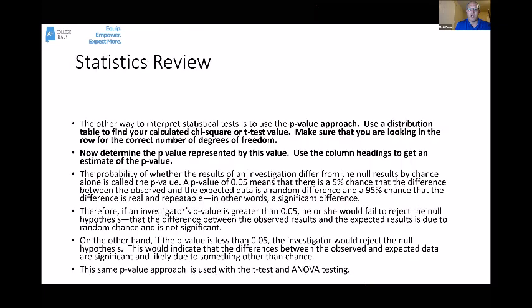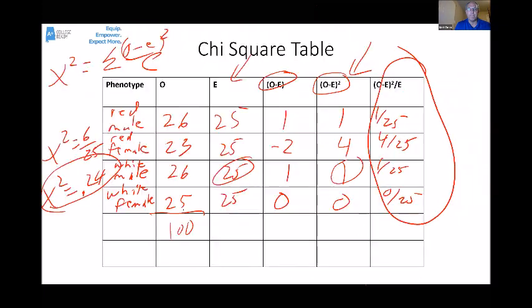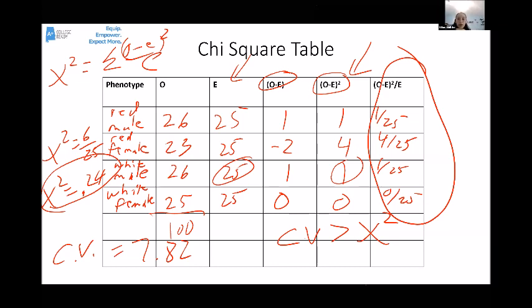So let's go back to our chart. We had a chi-square value of 0.24. We had a critical value of 7.82. We compare those. In this case, our critical value is greater than chi-square. What do you do when your critical value is greater than your chi-square value? What does that tell you? You accept the null hypothesis. Yeah, but they don't like us to say the word accept the null hypothesis. The statisticians want us to say we're going to fail to reject the null hypothesis.